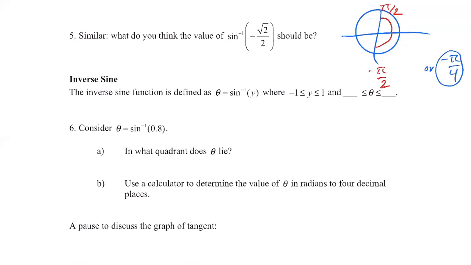So here's how we define inverse sine. The inverse sine function is defined as theta equals inverse sine of y, where negative 1 is less than or equal to y is less than or equal to 1, predictably. And let's fill in those blanks. Theta is going to be between negative pi over 2 and pi over 2.